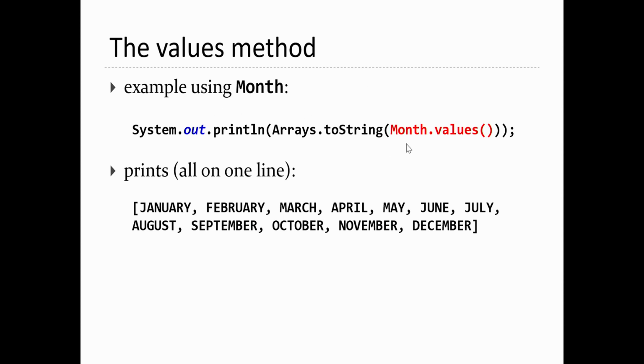In this case, I'm just going to print them out, so I'm going to print the array as a string. When you do that, you get back the array January through December. And now you can iterate through this array, or you can do whatever you want with this array. But it gives you back all the constants, which is occasionally useful.